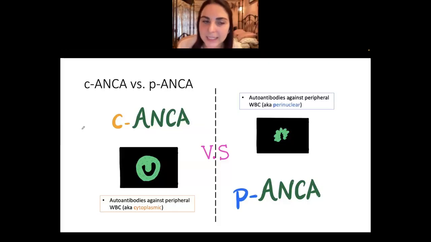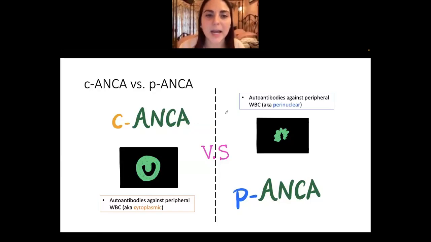This is kind of the same thing. These are different types of the autoantibodies you can have for these small vessel vasculitides. So when you make an autoantibody against the cytoplasmic part of the white blood cell, so like the cytoplasm, that's a C-ANCA.